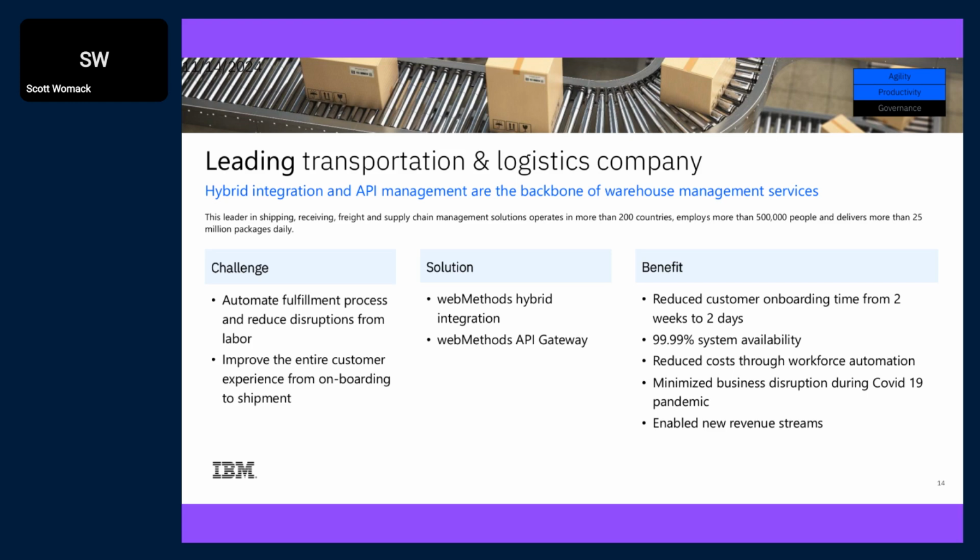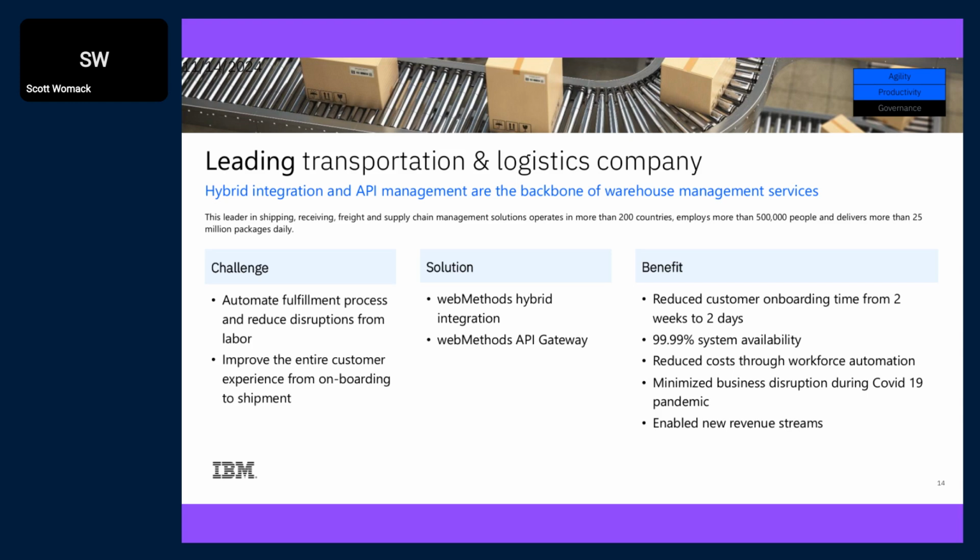To do this, this company utilizes the webMethods integration platform, both a combination of on-premise and in the cloud, so a hybrid approach, as well as our API gateway to expose functionality from maybe different backend systems to their customers, purchasing warehouse management services. So this has definitely reduced new customer onboarding time. It used to take them about 2 weeks to onboard customers. Now it's down to about 2 days. The infrastructure they put in place is also scalable and reusable, enabling them to maintain uptime and reduce costs by leveraging automation.